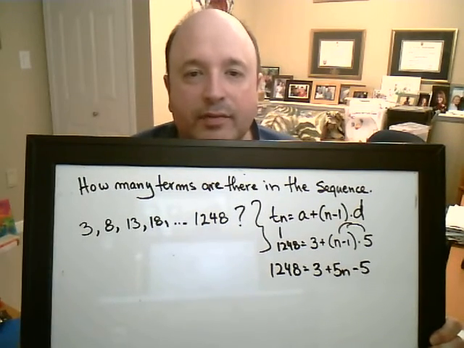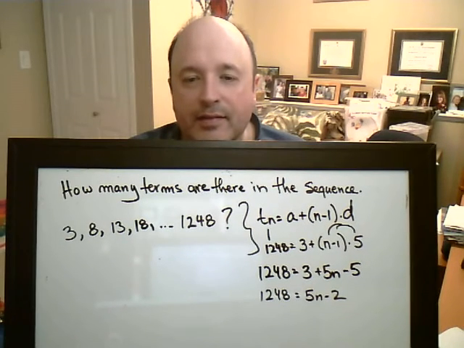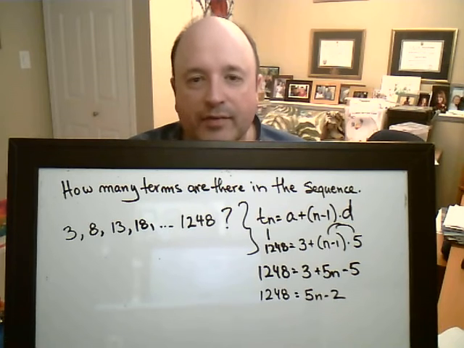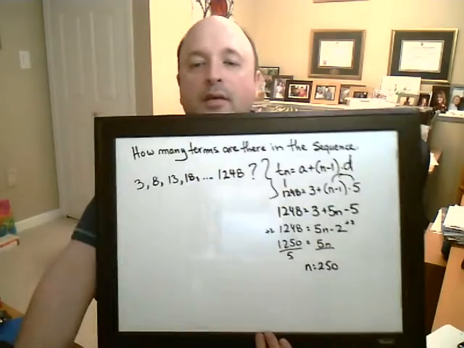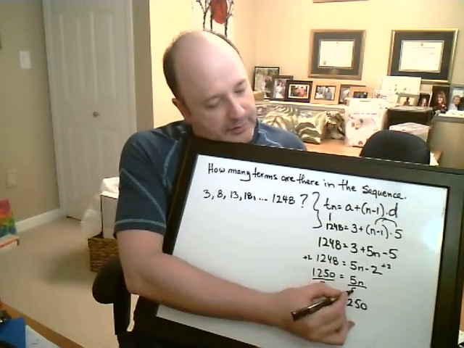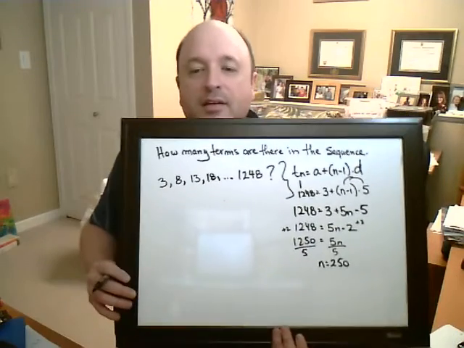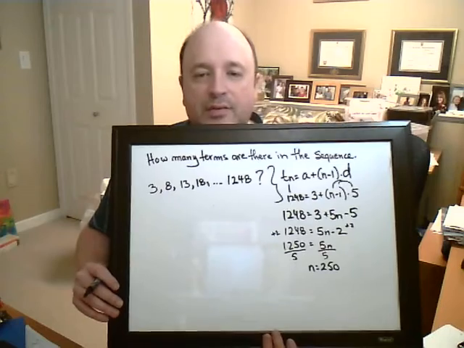Easy solving. Gathering like terms on the right-hand side, and then I've got to solve for n. So add 2 to both sides and then divide by 5. So 1250 divided by 5. Divide both sides by 5. So n is equal to 250. So there are 250 terms in that sequence.